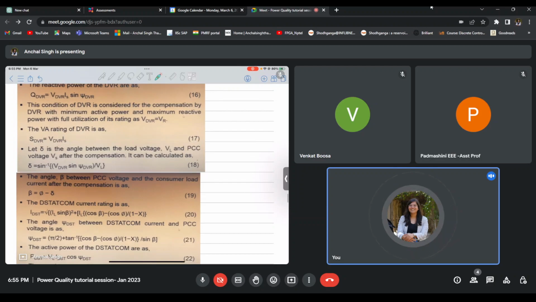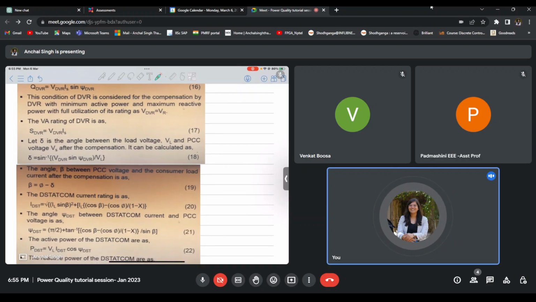Now, let us talk about the D-STATCOM part of it. We know that in order to calculate the D-STATCOM current, we have this expression, including both the active part of current and the reactive part of current. Now, this needs me to calculate the value of beta; phi and x are already known. In order to calculate angle beta, we need angle delta, and angle delta is given by this expression.